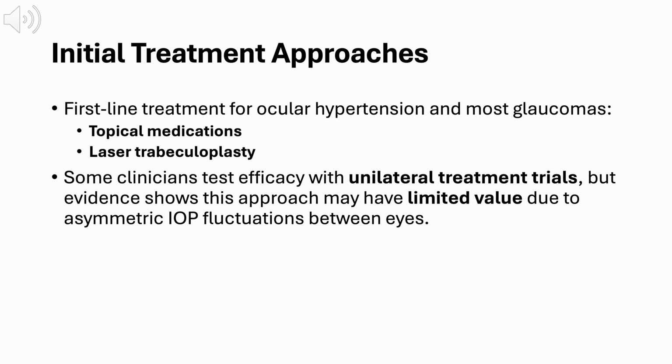Some clinicians may attempt a unilateral treatment trial, treating one eye and comparing the response to the untreated eye, but this approach has limitations. Intraocular pressure can fluctuate asymmetrically between eyes, so differences may not accurately reflect medication efficacy. From here, we'll move into a closer look at the specific classes of topical medications and how each works to lower intraocular pressure.